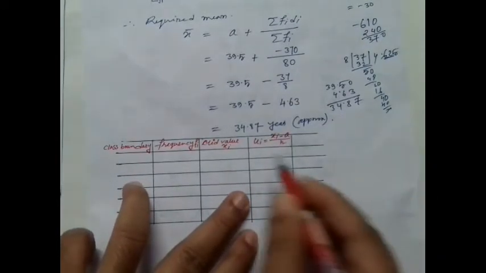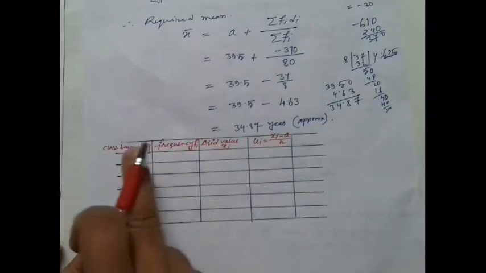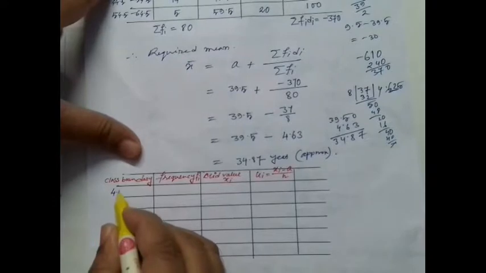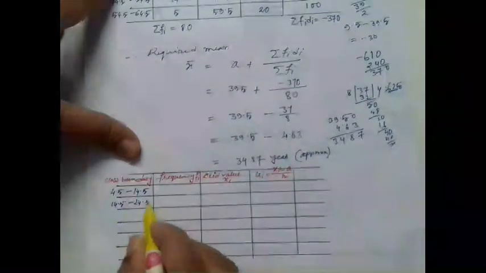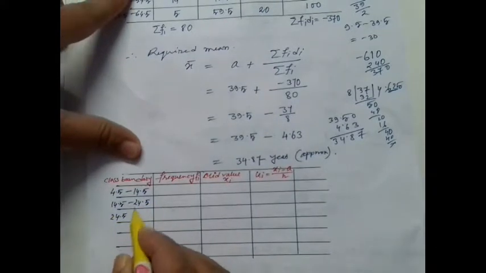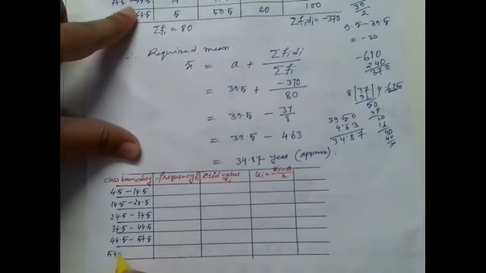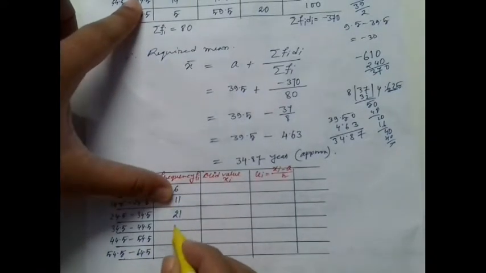ui equals xi minus a by h. A we will choose like the previous one from the mid value, and h is the class width. So we have to write the class boundaries: 4.5 to 14.5, 14.5 to 24.5, 24.5 to 34.5, 34.5 to 44.5, 44.5 to 54.5 and 54.5 to 64.5. Now I have to write the frequency: 6, 11, 21, 23, 14, 5.